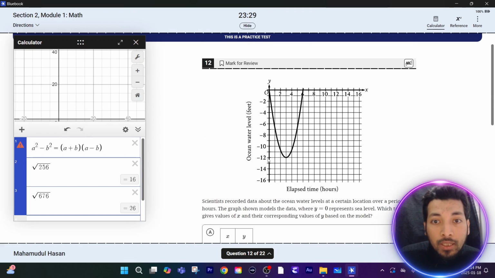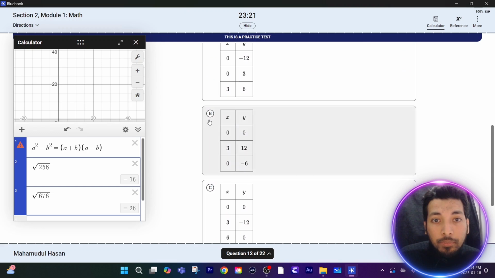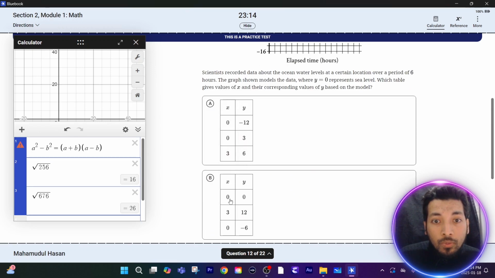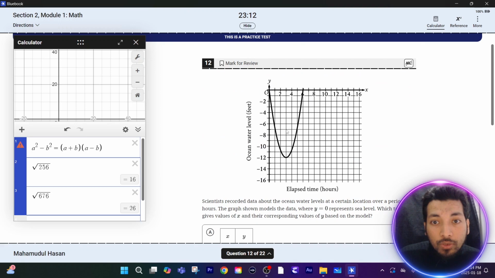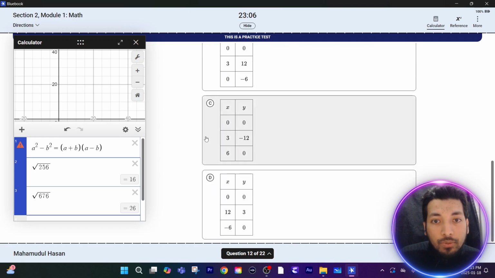That's incorrect because y is negative 12 right at 3. So option A is not correct. Let's look at option B. For B, we have 0, 0. That's right. We have 3, 12. So at 3, we have point negative 12. This is also incorrect because that's positive 12.